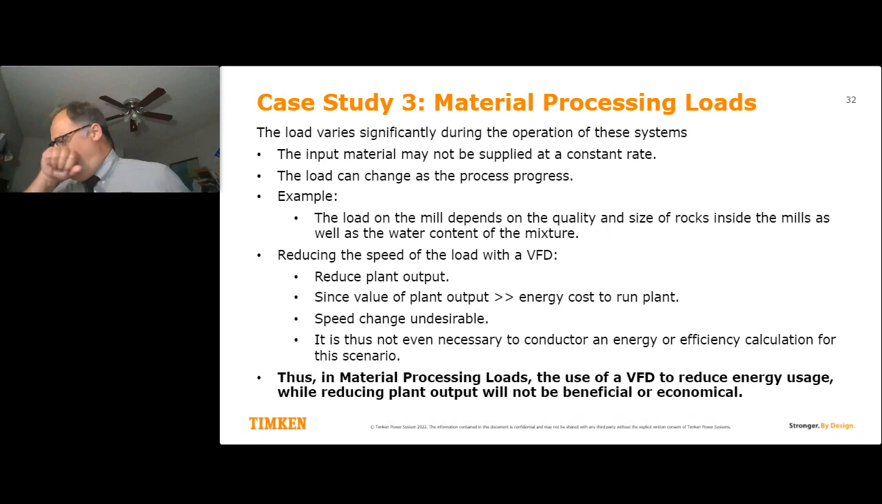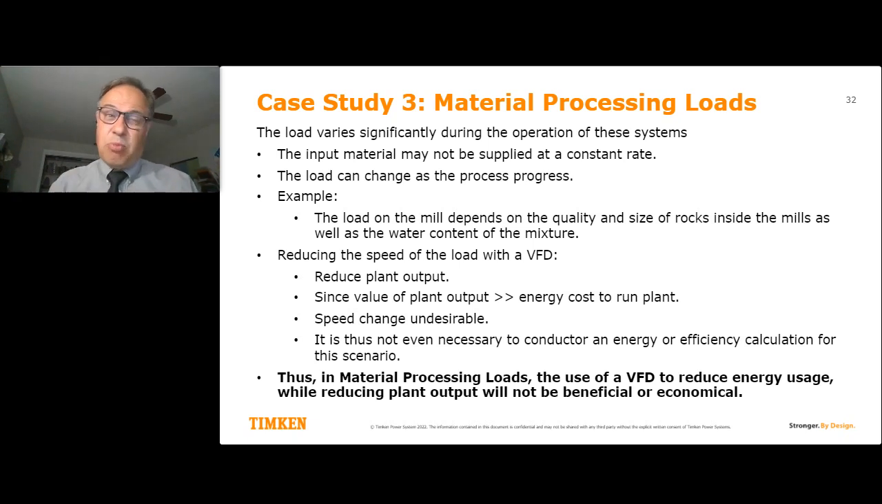Before we run out of time, moving forward to the material processing load. Here our load varies significantly during the operation of the plant. The input material may not be supplied at a constant rate. We know that the load can change as the process. For instance, as an example, if you look at a mill, the load depends on the quantity of material, the quantity of rock inside the mill, the quantity of water in the mixture, but then also as you mill the rock smaller, the load changes.